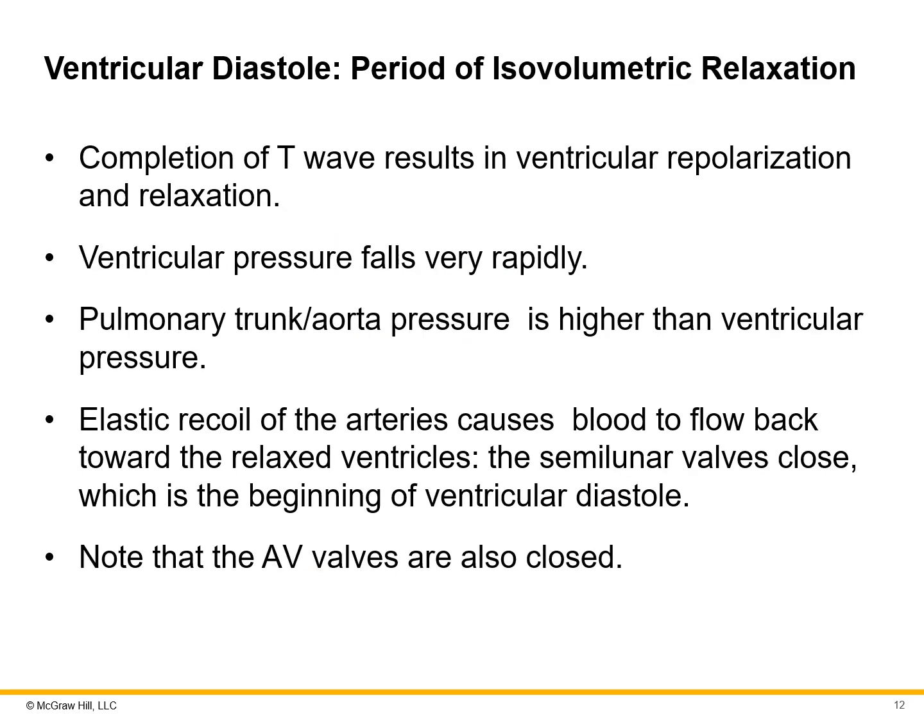So then the ventricular diastole, this isovolumetric relaxation: completion of the T wave results in ventricular repolarization and relaxation. The pressure is falling rapidly. So now the pressure is higher in the pulmonary trunk and the aorta. And this elastic recoil of the arteries causes blood to flow back toward those ventricles, and it closes those semilunar valves. And again, note here that those AV valves are still closed as well. They have not yet opened.